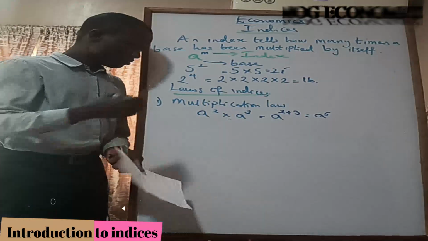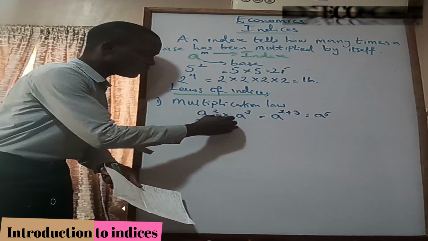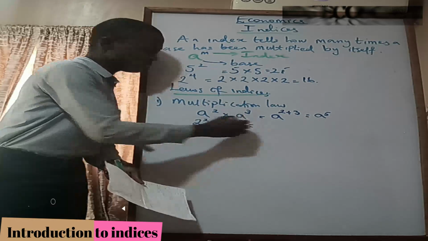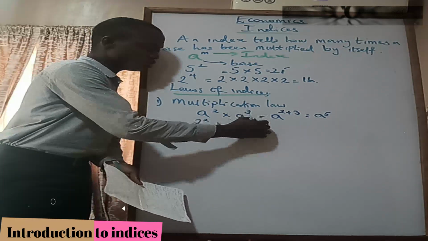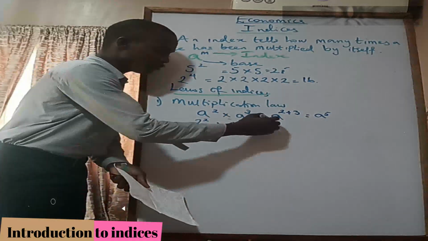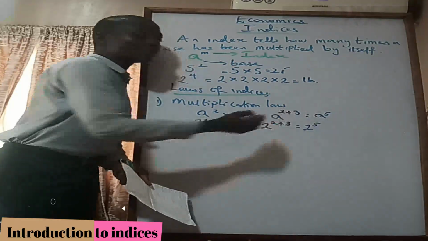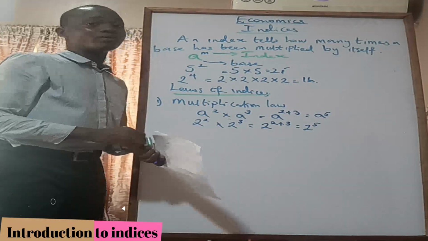What if I have something like 2 raised to power 2 multiplied by 2 raised to power 3? Now it's the same thing. I just pick one of them, 2, then I add up the respective indices. So I have 2 plus 3, and that gives me 2 raised to power 5. Now, when you solve out 2 raised to power 5, that would eventually give you 32.